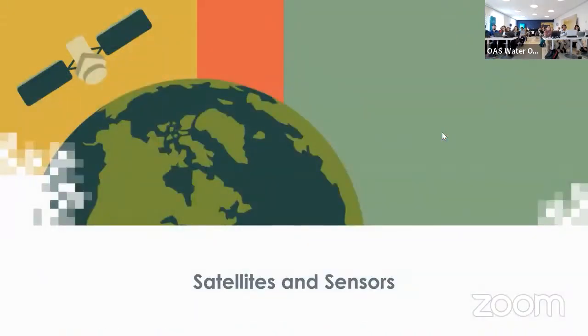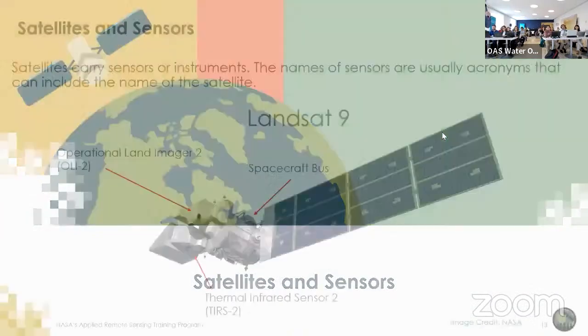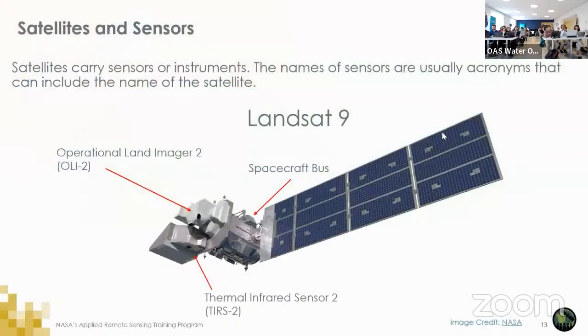So I'm going to briefly touch upon satellites and sensors and distinguish some of the terminology involved with both of those. Next slide. So this is an image of a satellite that was launched 2 years ago. It's Landsat 9. It's the 9th mission in a mission that's been going on for 50 years. This year is the 50th anniversary of the Landsat mission.